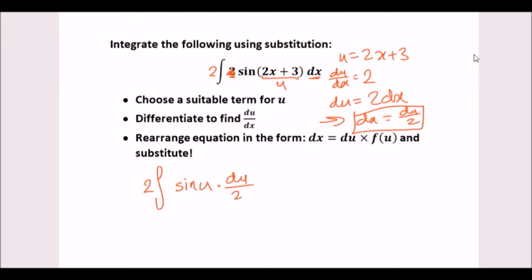And that's it. This 2 can also go outside. So now we're going to have 2 over 2 outside. So actually these 2 cancel out. So we have the integral of sine u du. Voila, easy guys. Pretty much we're done now.